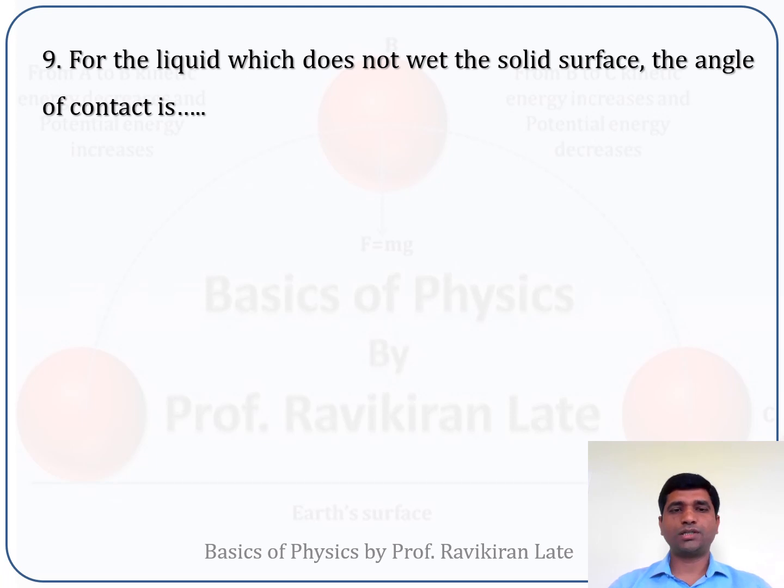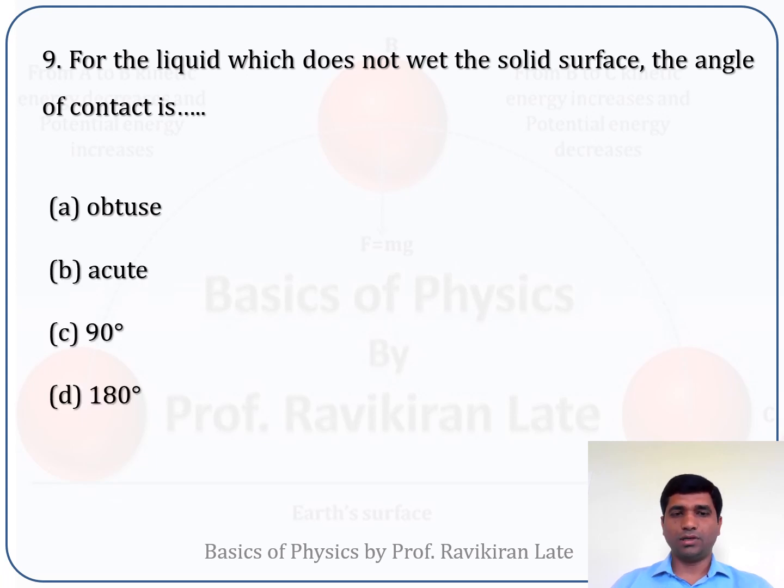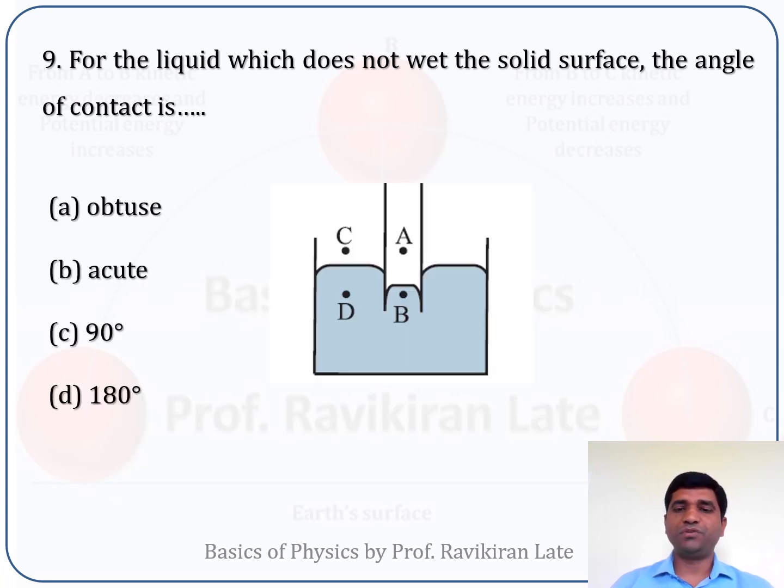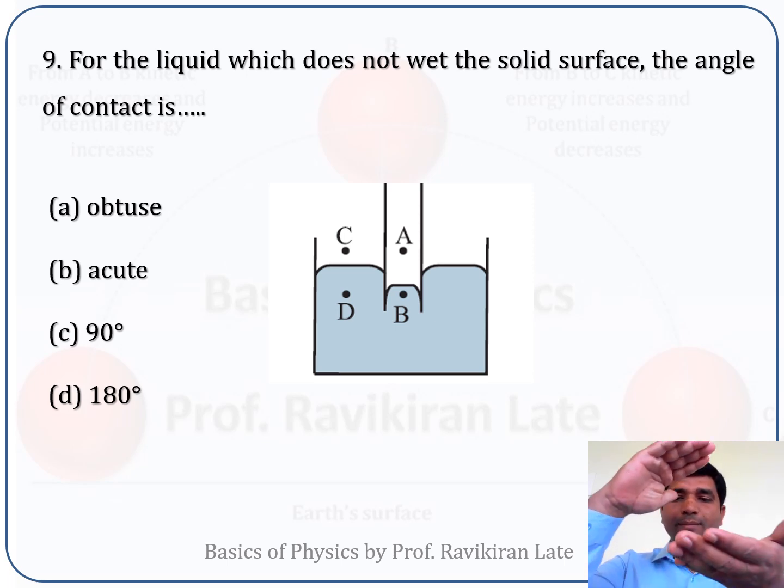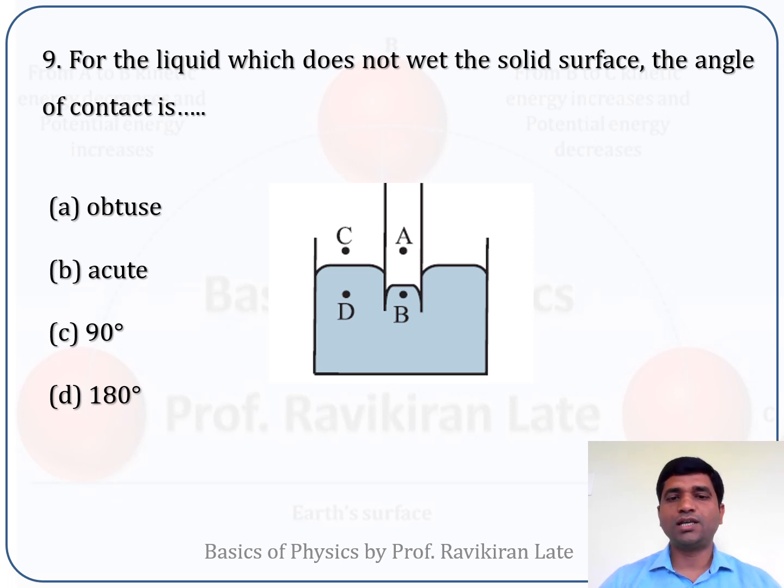Now we will move to the next question, question number 9. For a liquid which does not wet the solid surface, the angle of contact is. We just saw in our earlier question that for a liquid which wets the solid surface, the angle of contact is an acute angle, less than 90 degrees. In this case the liquid is not wetting the surface. If you immerse a capillary tube in such a liquid, the liquid level inside the capillary tube will go down, and the liquid surface is concave in nature.